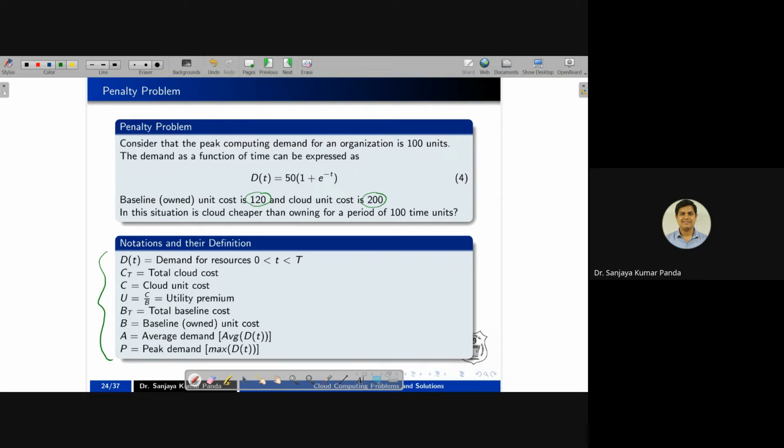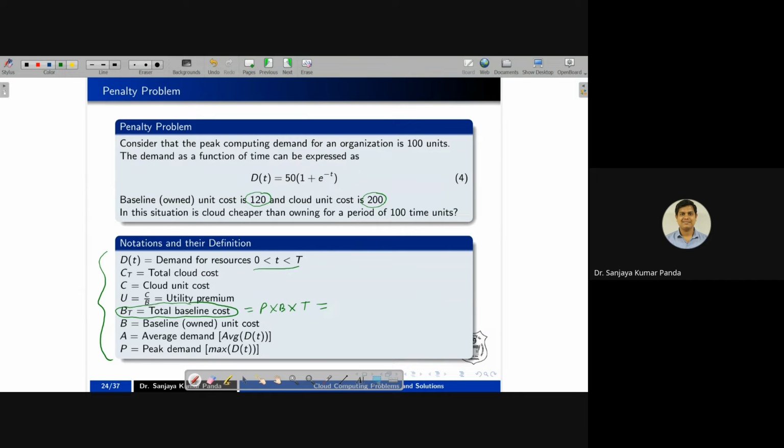If you want to calculate the total baseline cost, represented as B(T), the formula is P into B into T. What is P? P is the peak demand, the highest demand. B is the baseline unit cost. And T is the time period.